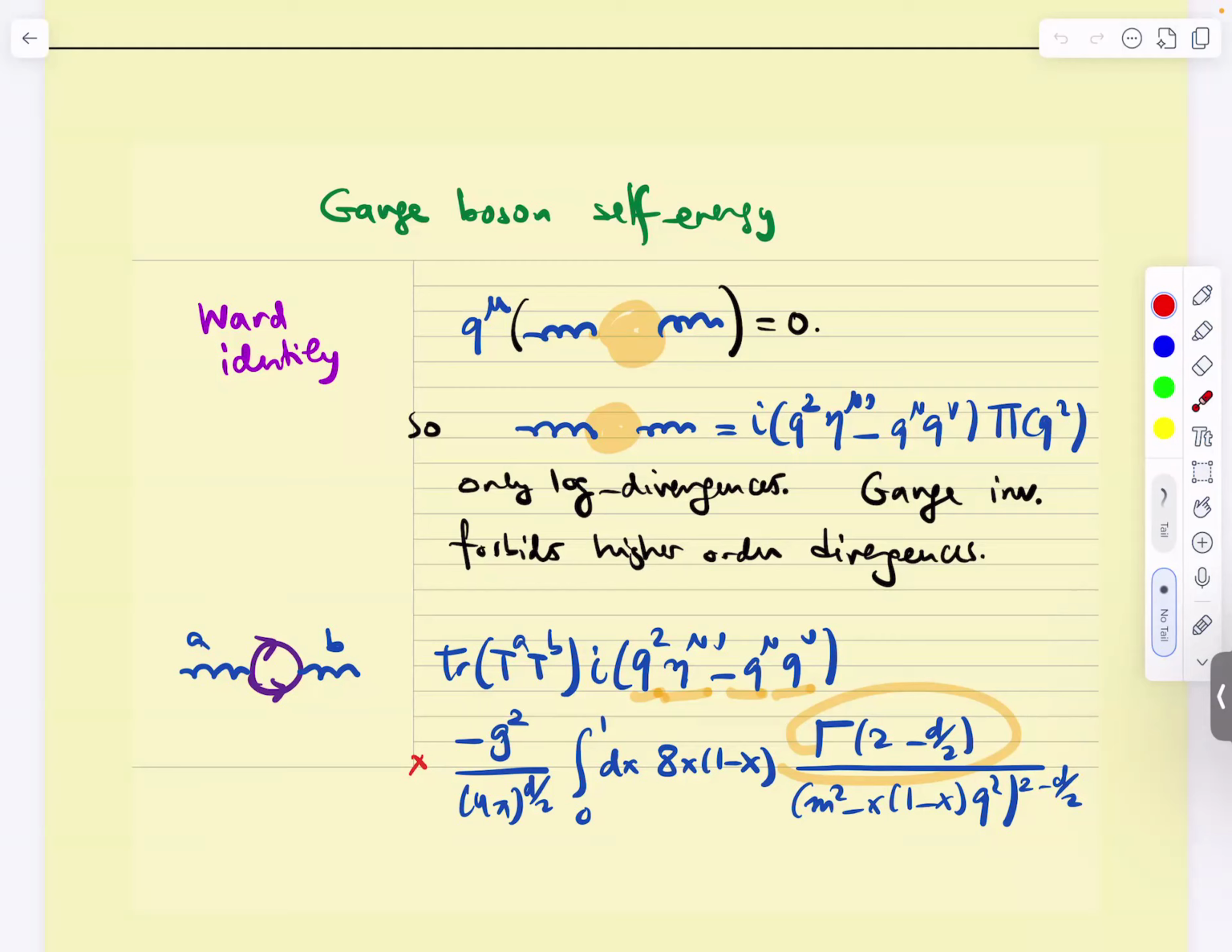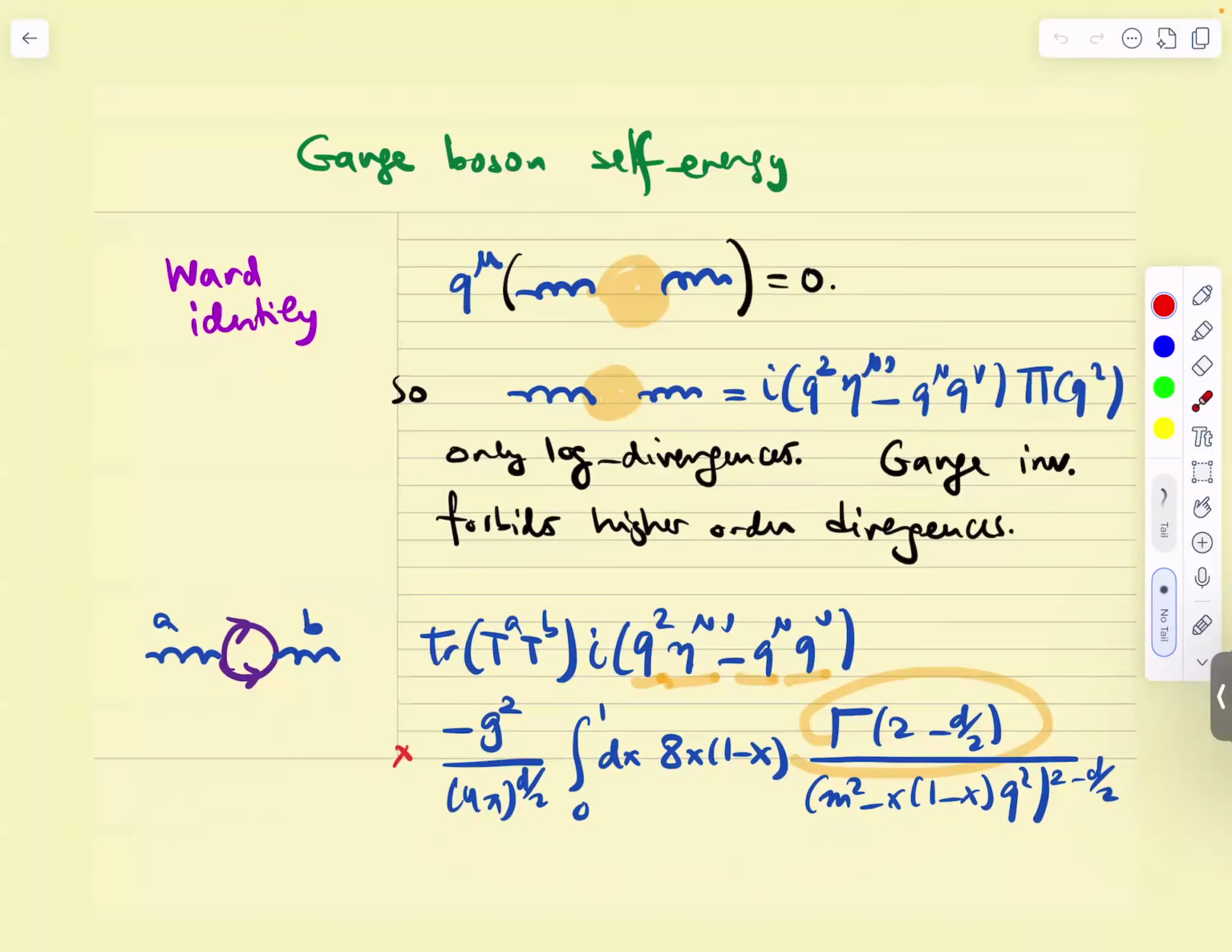We'll see that explicitly, but this time around, I'll just do dimreg, and then you'll see that. Okay? So here's the answer for this diagram. Let's just break this down. This you could have guessed, right? This obviously is there.